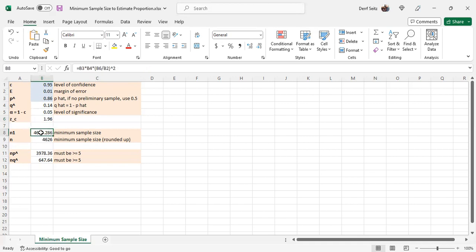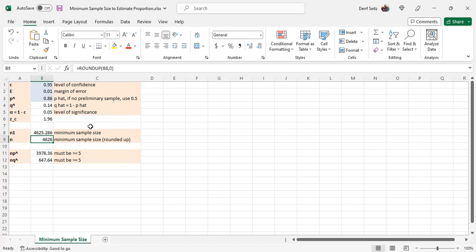The formula for the minimum sample size is here. It's B3, which is P hat, times B4, which is Q hat, and then that's times B6, critical value, divided by B2, the margin of error, that ratio squared. And a minimum sample size has to be a whole number, so the next cell rounds up.